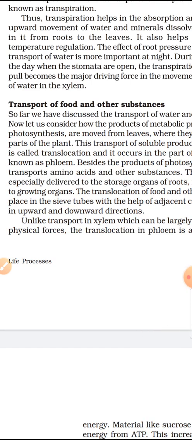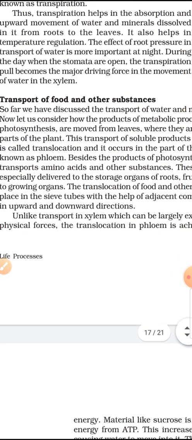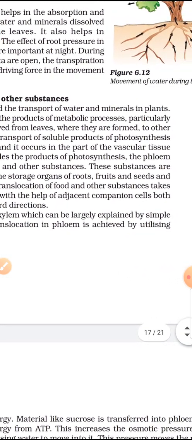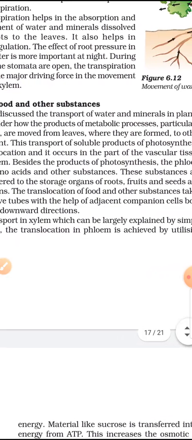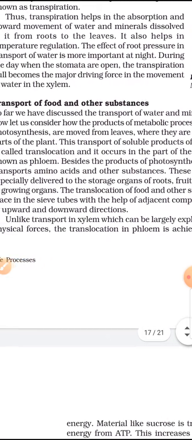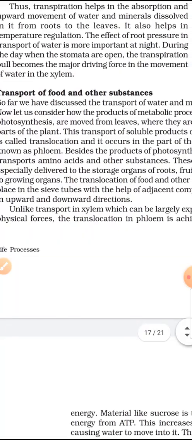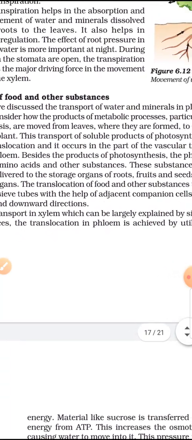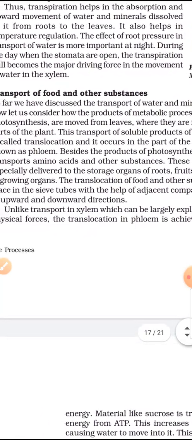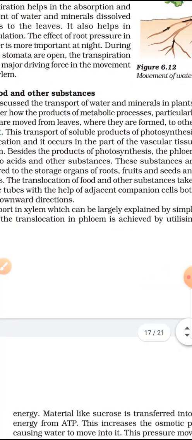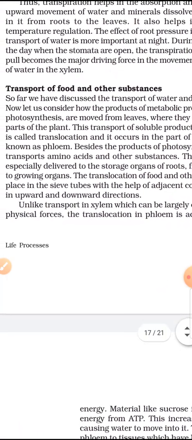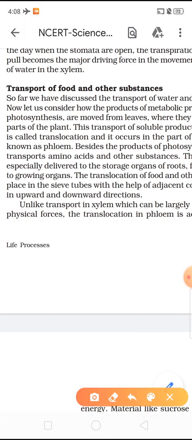Yes, so far we have discussed the transport of water and minerals in plants. Now let us consider how the products of metabolic processes, particularly photosynthesis, are moved from leaves where they are formed to other parts of the plant. This transport of soluble products of photosynthesis is called translocation.